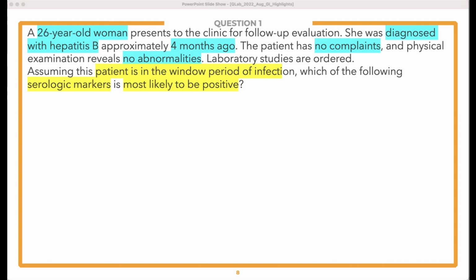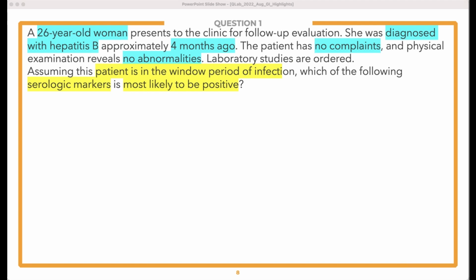So then the lead-in is asking us, if we're saying that this patient is in the window period of infection, what serologic marker is most likely to be positive? Okay, so I think we've got a couple steps here. And actually, you could even make the argument that this is kind of a one-step question: in the window period of infection, what serologic marker is positive, or which ones are positive? So this might just be a one-step question, depending on how they decide to phrase the answer choices.